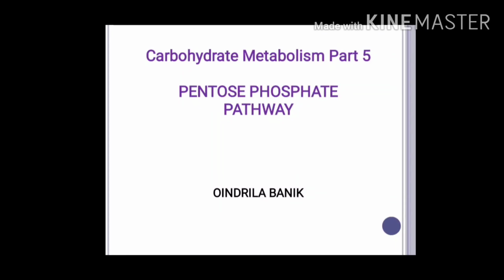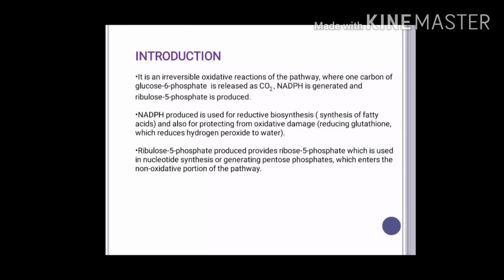I am Vendrila Bonik and today I am going to discuss with you part 5 of carbohydrate metabolism, that is the pentose phosphate pathway. This pathway is a very small pathway, but it is very important like all other pathways, because the two products that are formed from this pathway have wide applications and many functions in other reactions. So let's introduce the pathway.